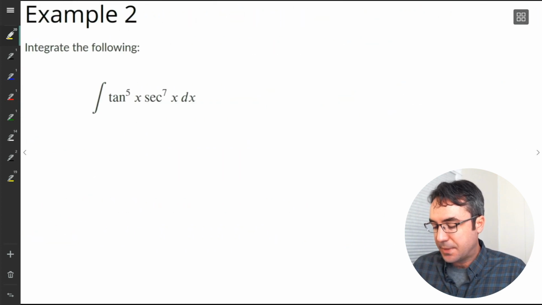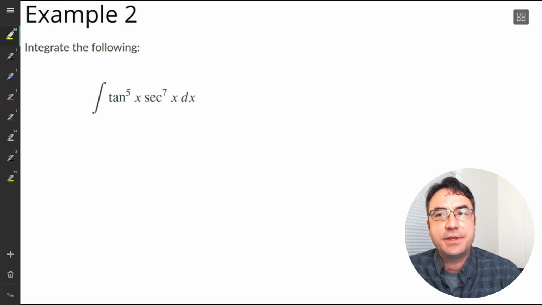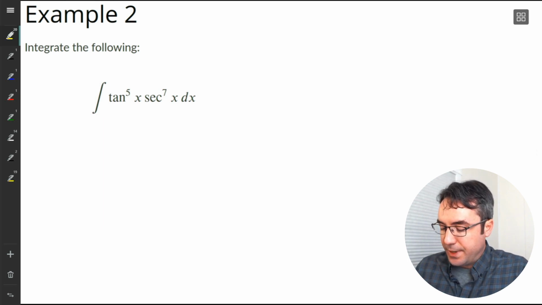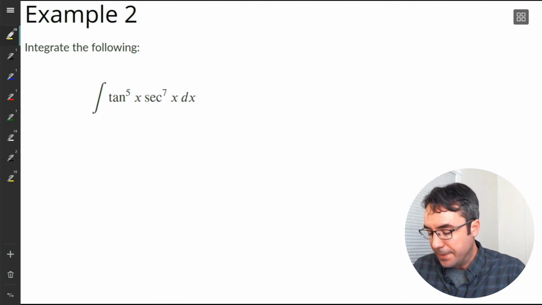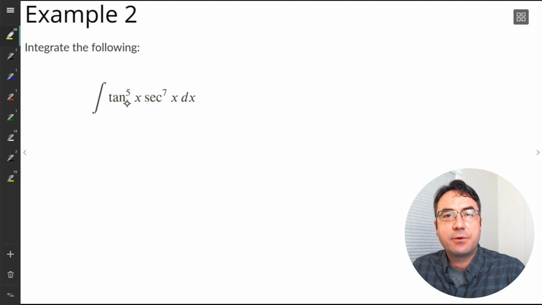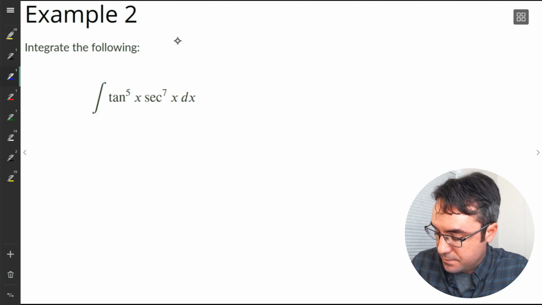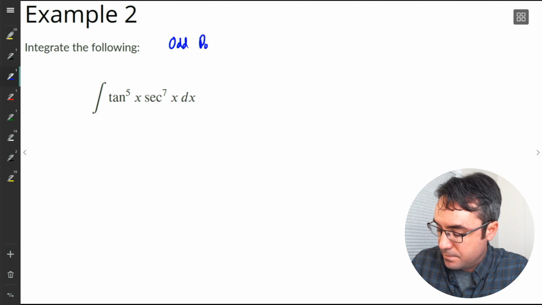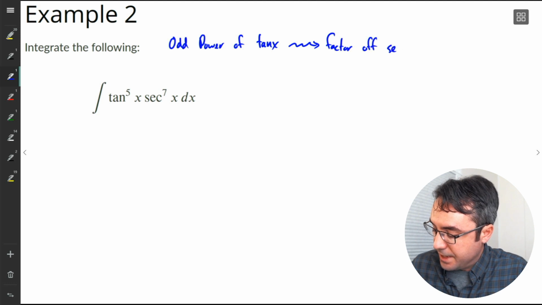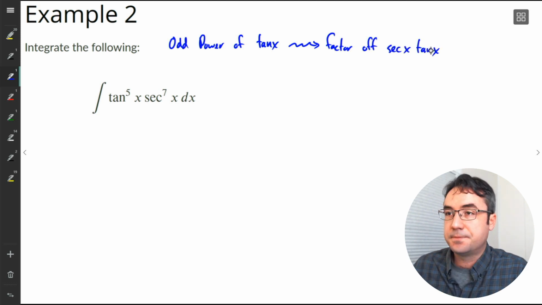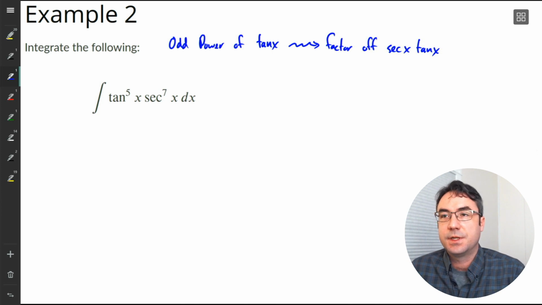All right. So let's try one more example just to see how these work. What do we have? We have tangent x raised to the power 5 times secant x raised to the power 7. And we see that we have an odd power of tangent here. So what does that mean? Well, it means we're going to factor off secant x times tangent x. So let's try doing that.